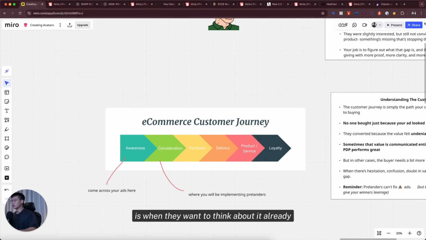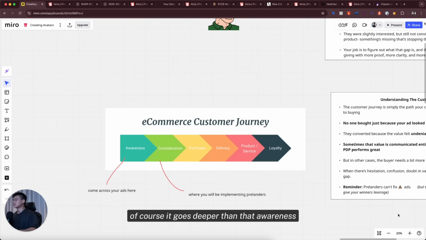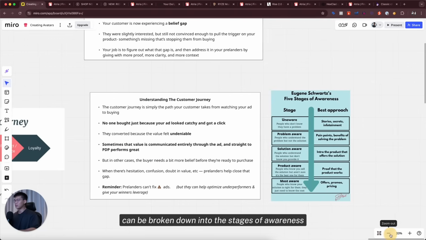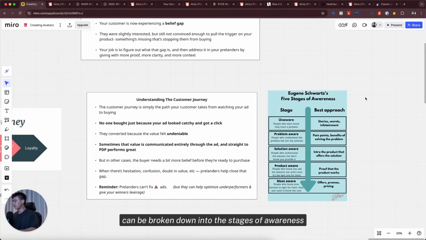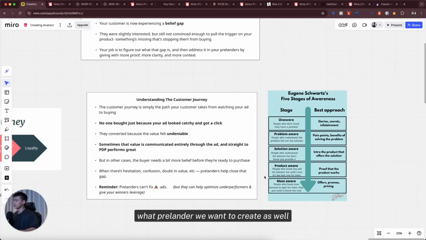Consideration is when they want to think about it already. So you implement Prelanders. The next step is just purchases. Of course, it goes deeper than that. Awareness, for example, can be broken down into the stages of awareness, which I'll cover slightly because we need this information to know what Prelander we want to create as well.